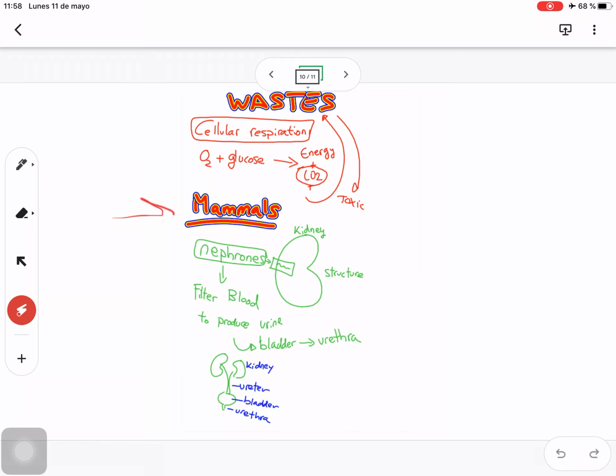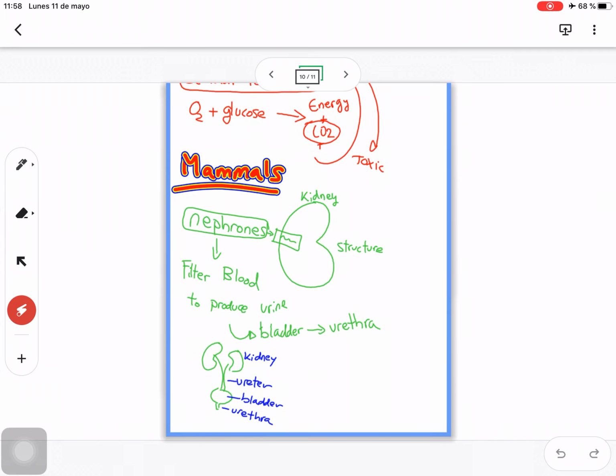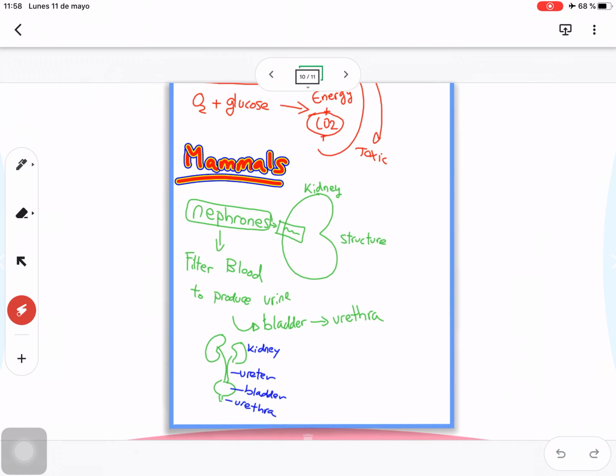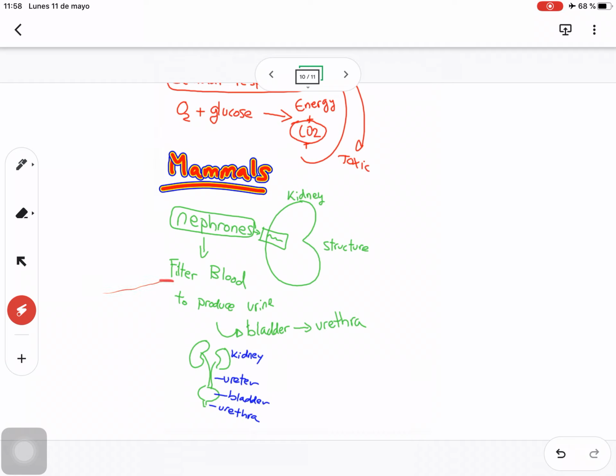We only see the mammal's excretory system, which is the most complex, more sophisticated. The organ is called the kidney, and the structure of the kidney is made with nephrons. A nephron is like a unit that is repeated a lot of times inside the kidney. What do the nephrons do? They filter the blood to produce urine.